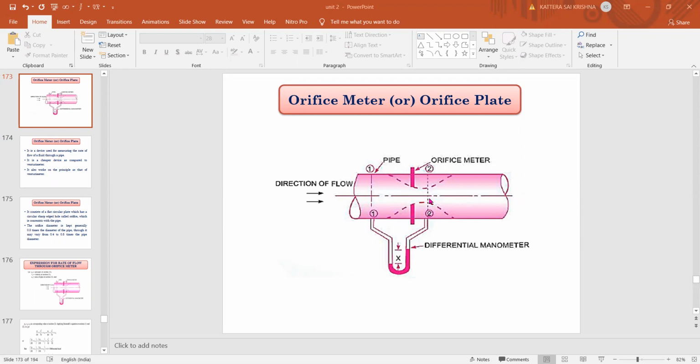At that position, the velocity will be maximum, so we are going to take section 2 at that position. Actually, it will be very close to the orifice, but in this diagram it is shown a little far. It will be almost close to the orifice plate. At that place, the stream velocity will be maximum because the cross-sectional area is very small at this point. That is the only extra point in the orifice meter, and it will also come into the derivation.